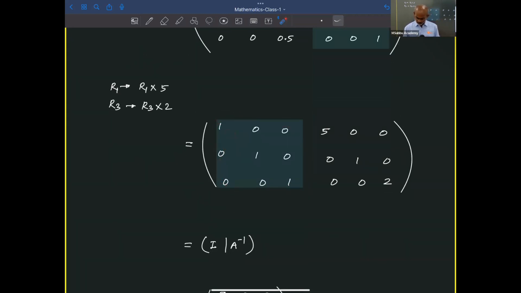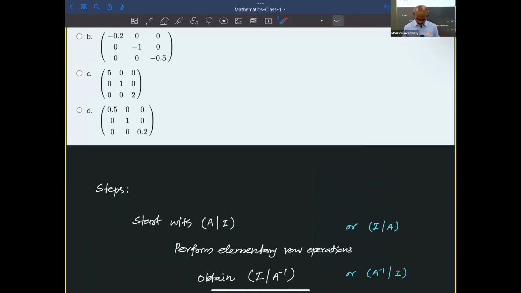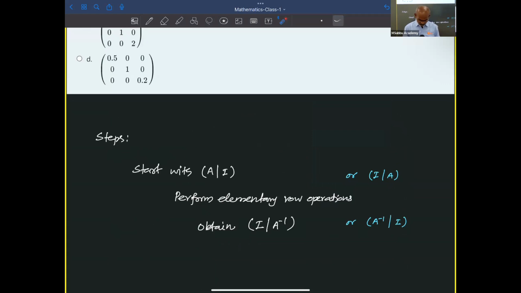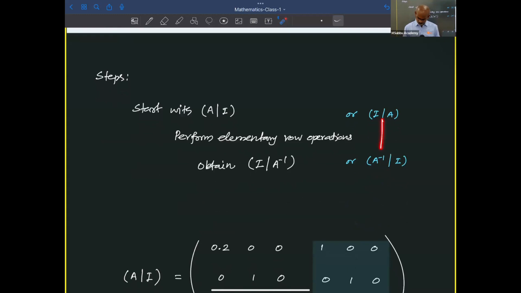So in that way, this other matrix will be turned to the inverse. You can either have it as I am starting with A followed by I, or you can also have it as I followed by A. In that way also, if you start with I here, you will be getting an I on the other side, and you'll be getting the same thing.